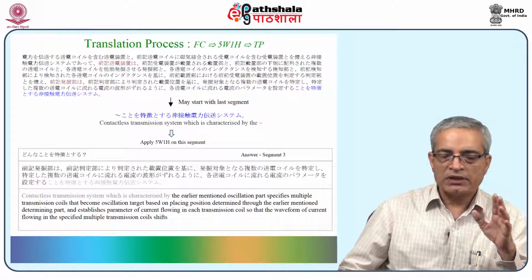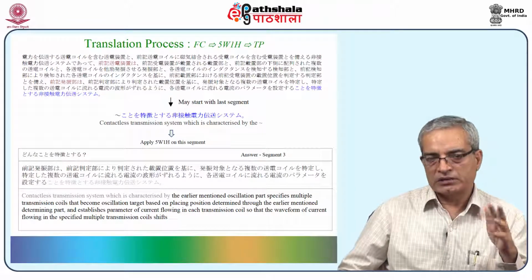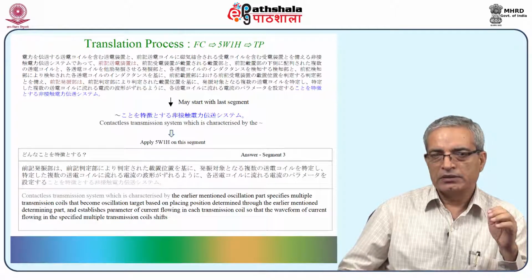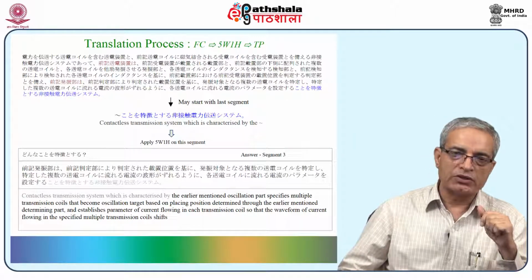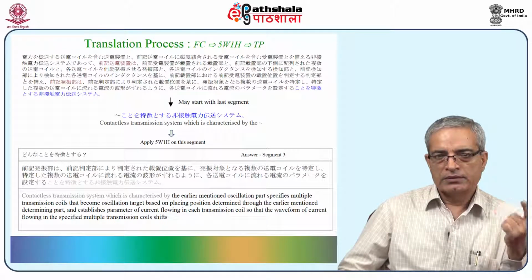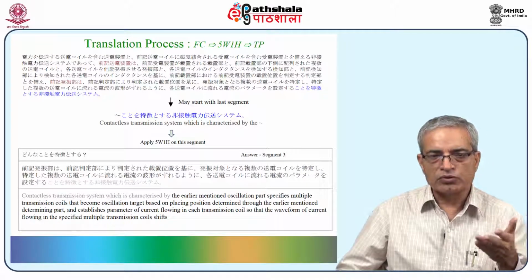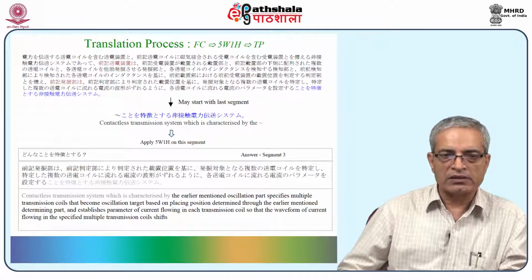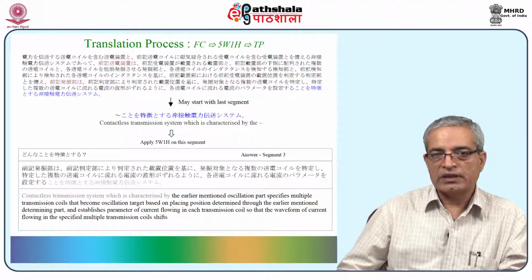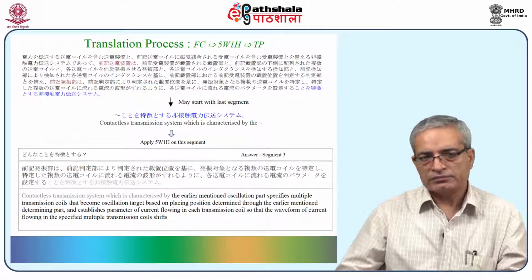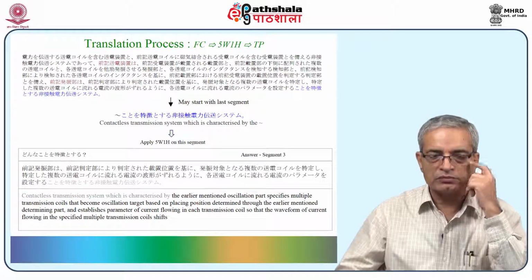In the previous slide, we have applied the 5W1H and other techniques, and we could get the equivalence for the segments quite comfortably. Now let's try to apply this 5W1H on the whole sentence, on the complete sentence. We can start with the last segment, that is Koto Tokchotosuru Hiseshoku Dendoku Denso system. So contactless transmission system, which is characterized by the, and now apply 5W1H on the segments. The first is, can you read the question?